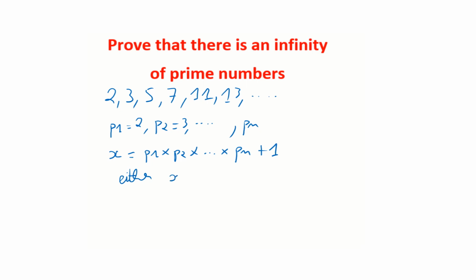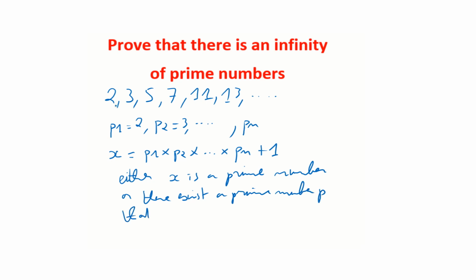So either x is a prime number, or, if it's not a prime number, it means that there exists a prime number that I'm going to call P, that is greater than any of all the prime numbers P1, ..., Pn. That is greater than Pn.